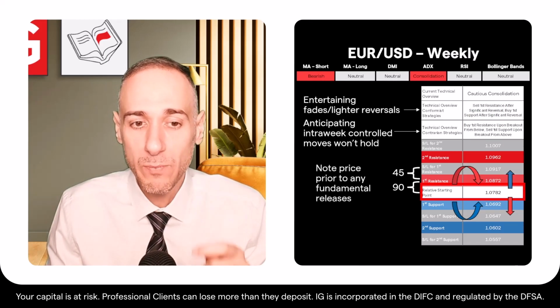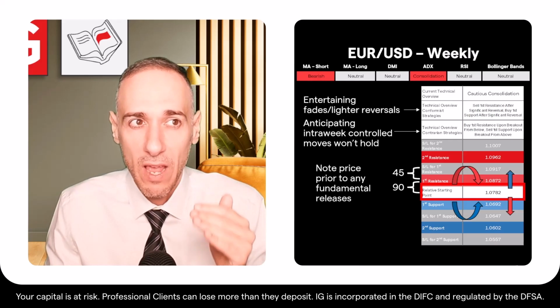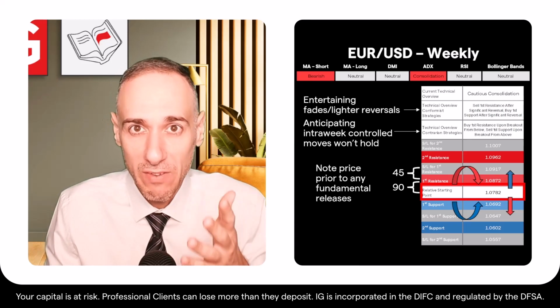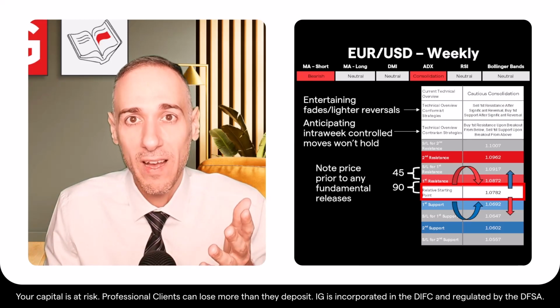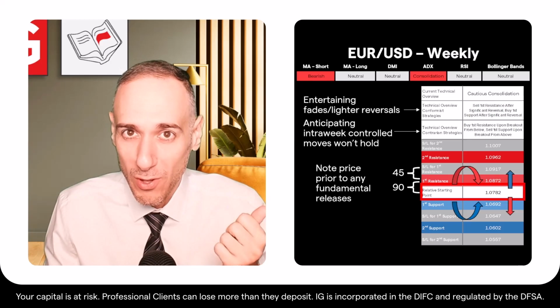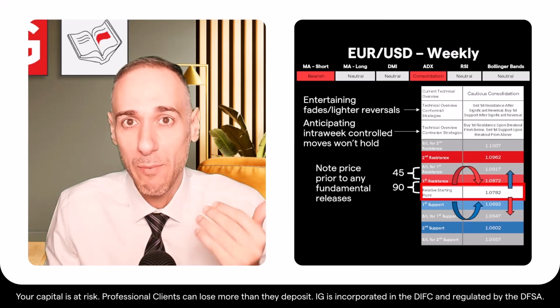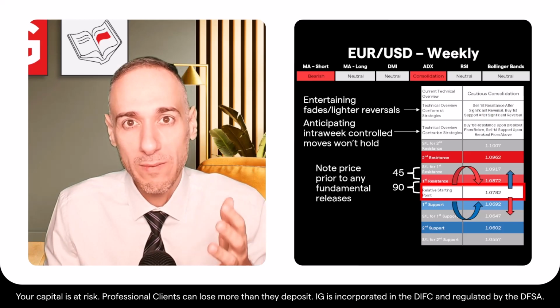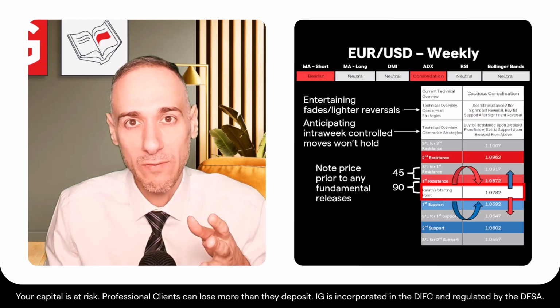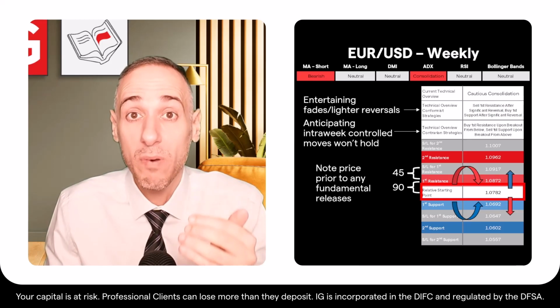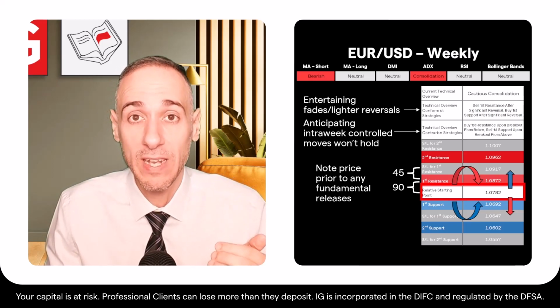Of course, you want to note price prior to any fundamental releases. So if price has reached the first resistance, for example, right before a significant fundamental event, say US CPI, you remember market makers have a tendency to withdraw their liquidity right before the event. You could, depending on the results, of course, get a big gap or a big move, and that means that you want to approach these technical levels with more caution if price manages to reach there before the fundamental event has even occurred.